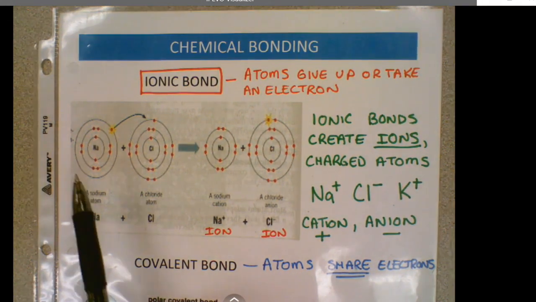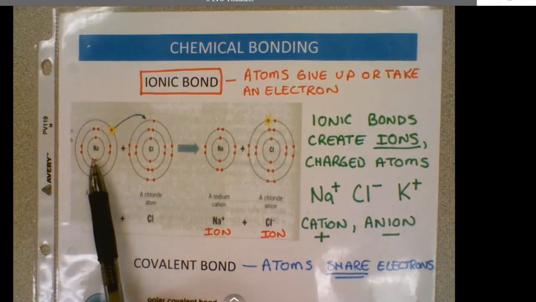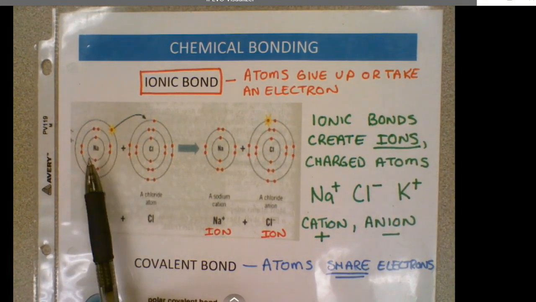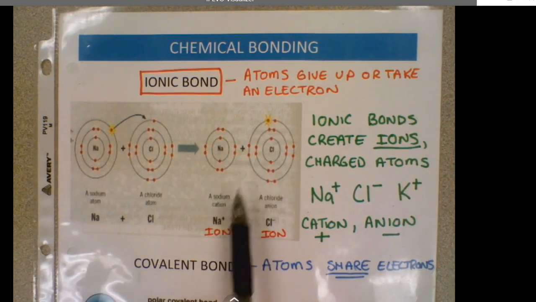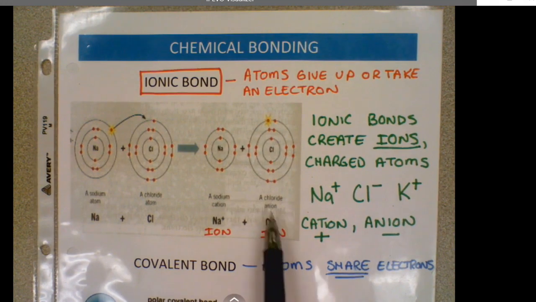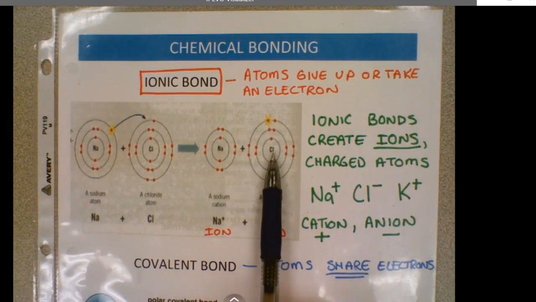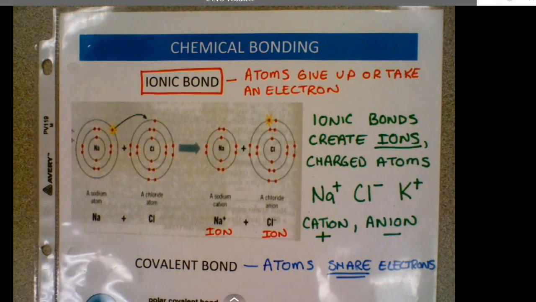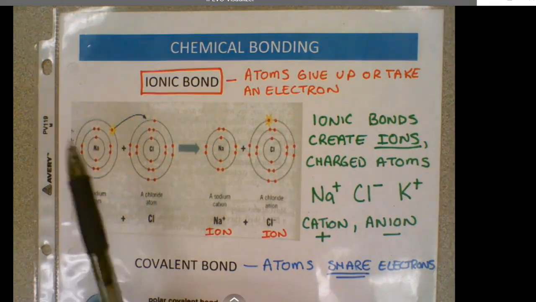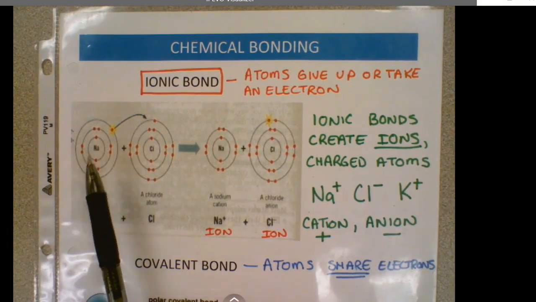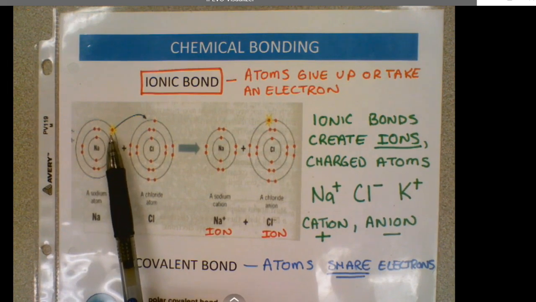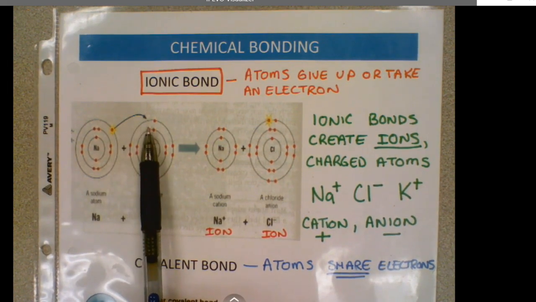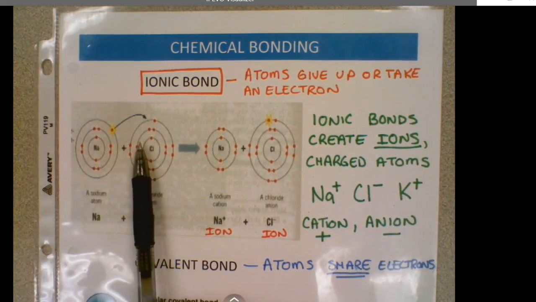Now let's look at this example. This is sodium and chlorine. What we're going to do is we're going to take sodium and chlorine, we're going to bond it together to make salt. So sodium chloride, NaCl, is just table salt. Well, our body uses salts, and this is an example. So what happens in an ionic bond is this sodium atom is going to give up an electron and give it to the chlorine atom.